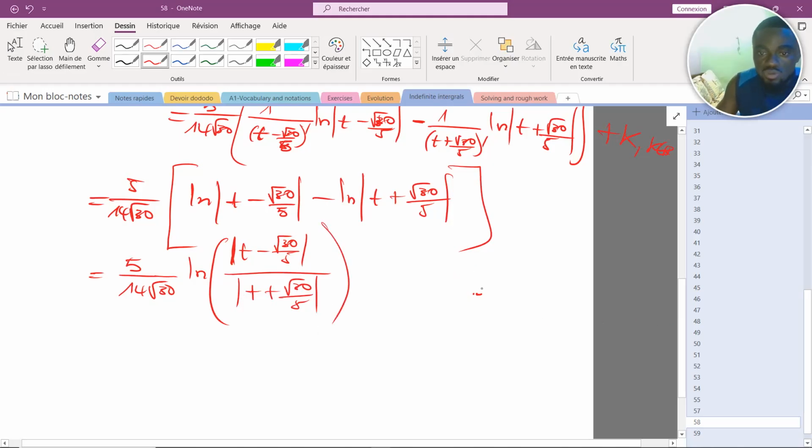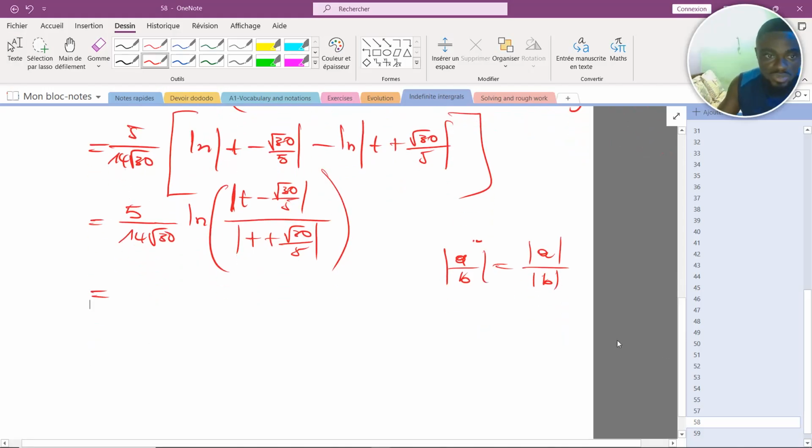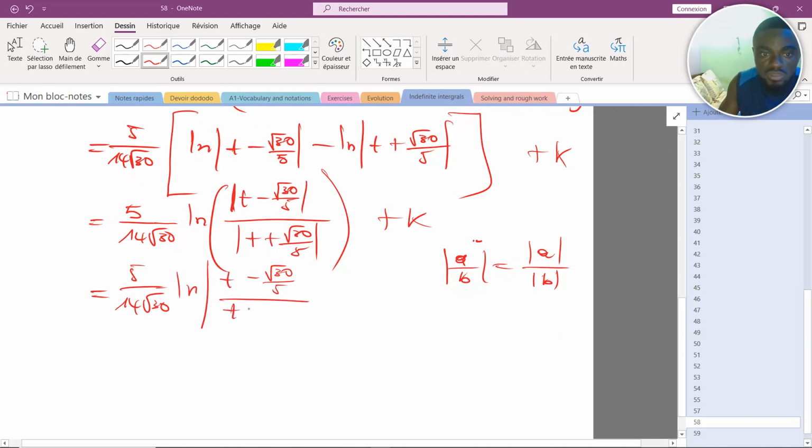Since there is an absolute value, this is another rule. The absolute value of a on b is equal to the absolute value of a all over the absolute value of b. So I'll apply it here. This can still be written in the form 5 on 14 root 30 ln of, oh, there's a constant of integration here, plus k. So this is ln of the absolute value, we apply this rule, of t minus root 30 on 5 all over t plus root 30 on 5, plus our constant of integration.